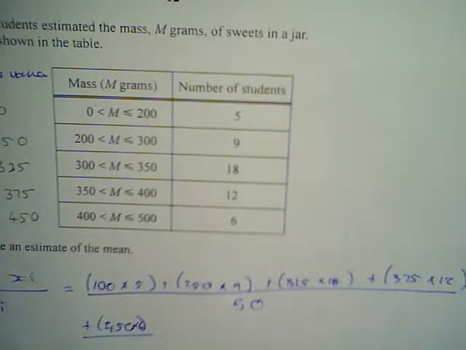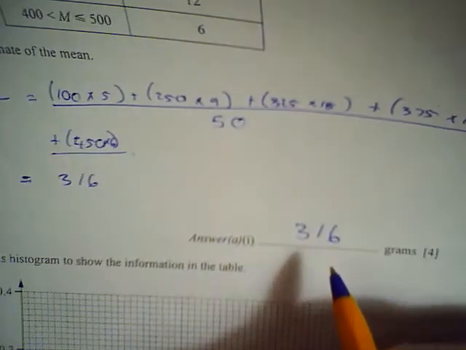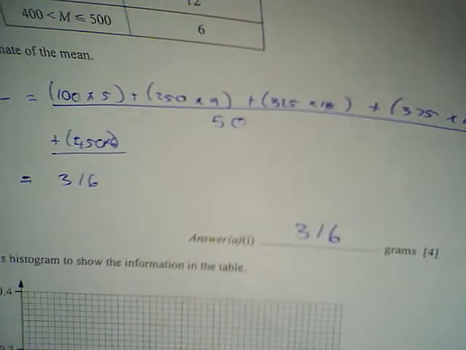Okay, all over 50, and that I can use my calculator for, find an answer, and I get 316 as an answer. 316. Okay, let me check that I am correct. I don't want to tell you something and that is not right. Let me quickly check it. And that is correct. That is correct.